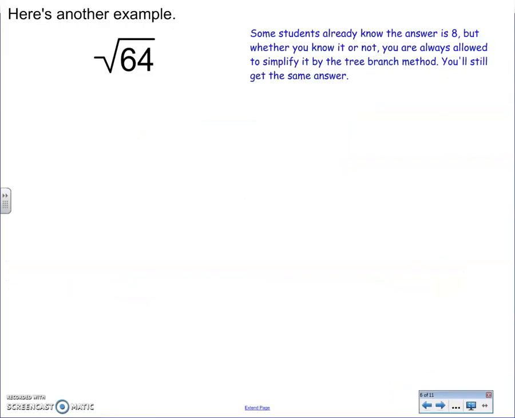Alright, here's another example. The square root of 64. Some students already know the answer is 8. But whether you know that or not, you're always allowed to simplify it using the tree branch method. You'll still get the same answer. So let's say I don't know it's 8. I'll say, well, what does 64 break down to? It could be 2 and 32, but let's see different. Let's say, oh, it's 4 and 16.